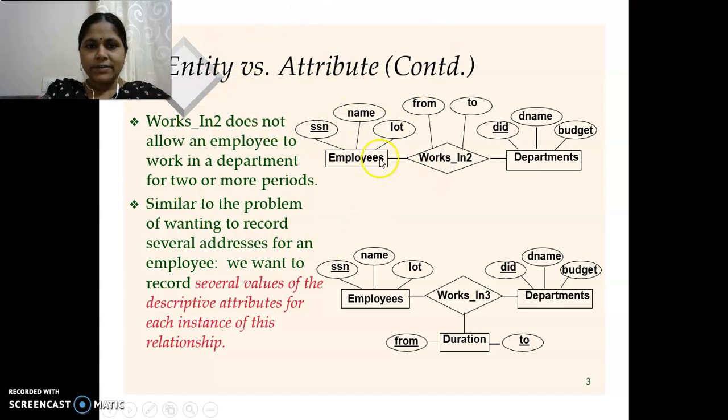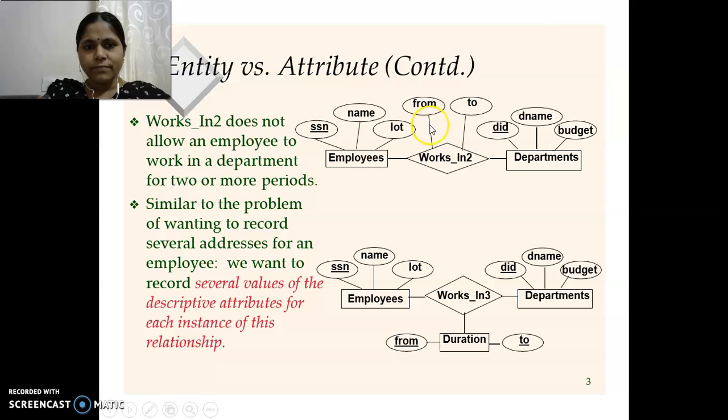In this example, we can see the employees entity with social security number, name and lot, and the department entity with department ID, department name and budget. Worksin is the relationship. As I already explained in my previous videos, the entities are always represented in rectangles, attributes are represented by means of ellipses, and the relationships are represented by means of a rhombus or diamond. And the underlined attribute is called a primary key. We can see in employees and departments, SSN is the primary key and DID is the primary key. We know all the remaining things like entities, attributes and relationships.